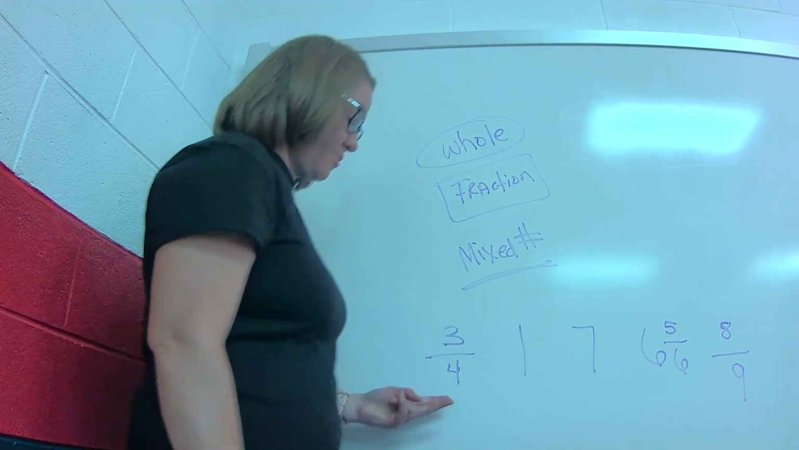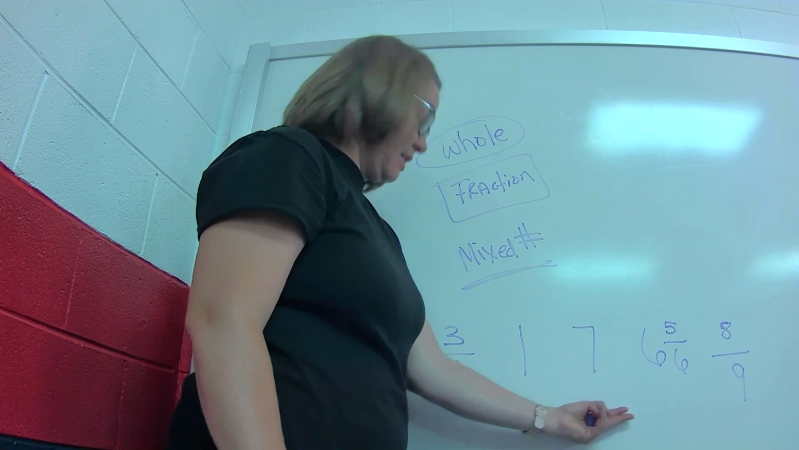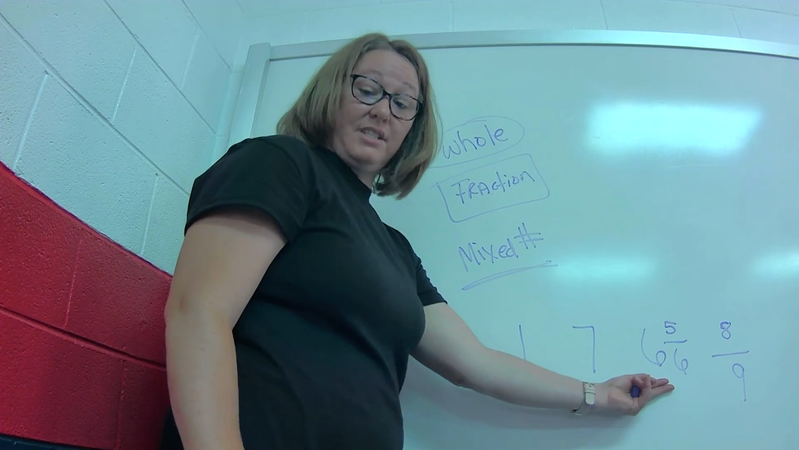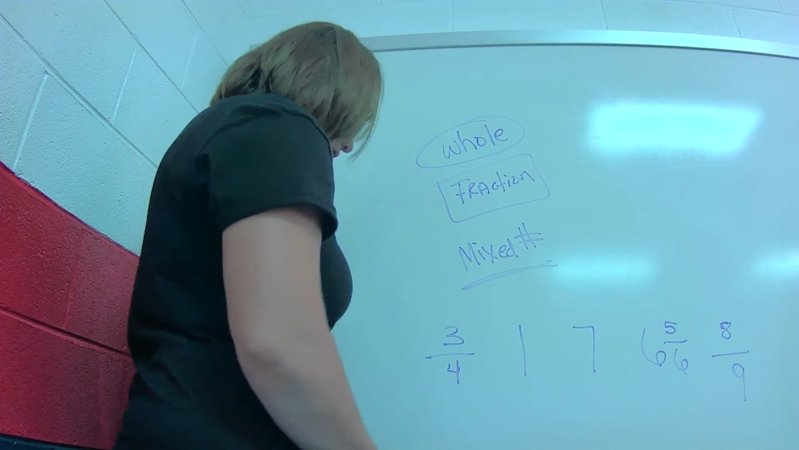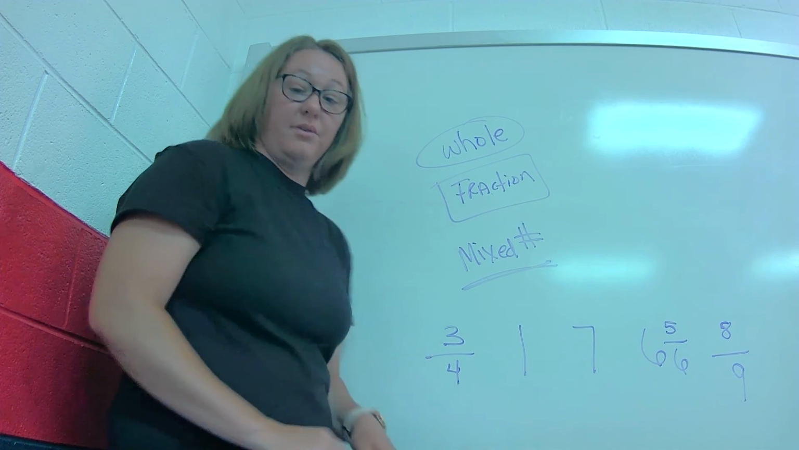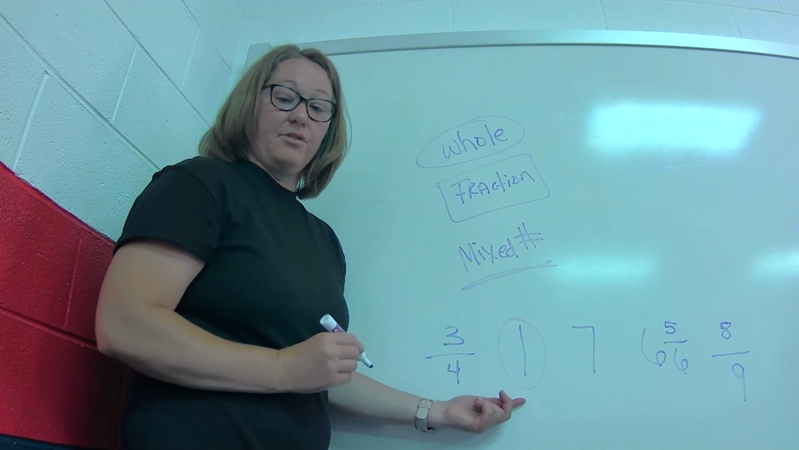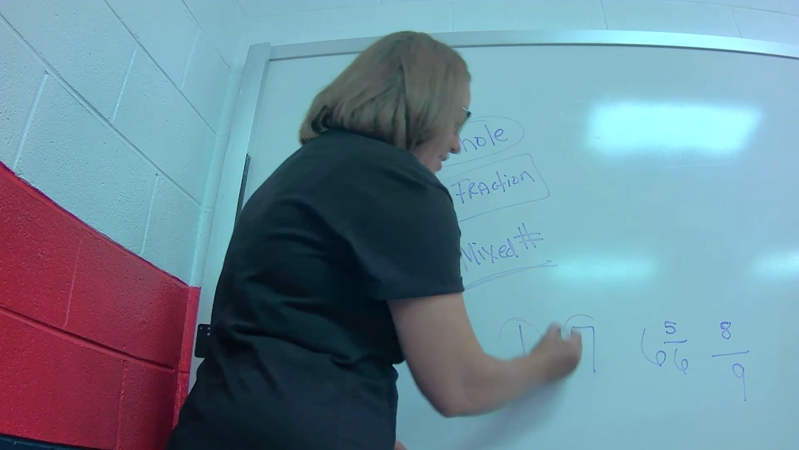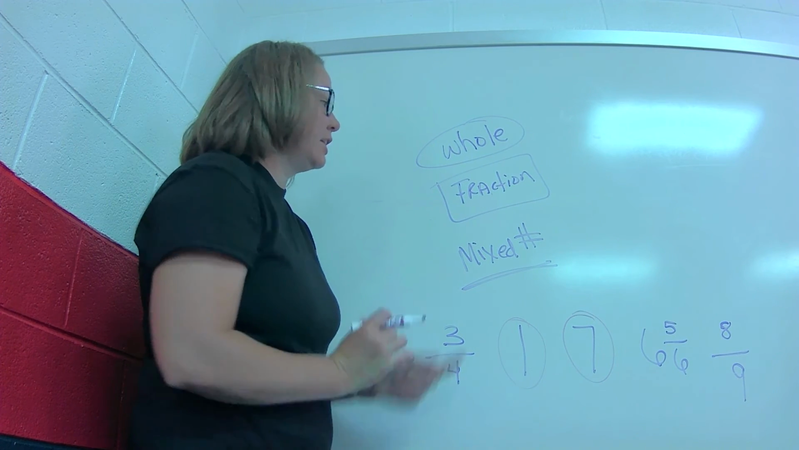All right, so I have 3/4, I have a 1, I have a 7, I have 6 5/6, and I have 8/9. Let's look for our whole numbers. Do we have any whole numbers? We do. We have a 1 as a whole number. Remember, we're circling our whole numbers. We have a 7 as a whole number. Any more whole numbers? No.